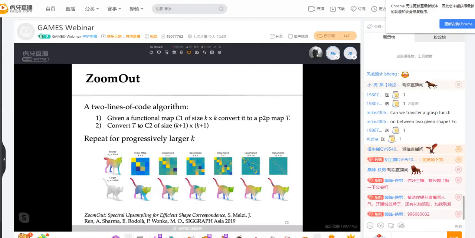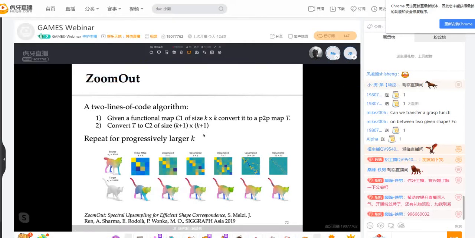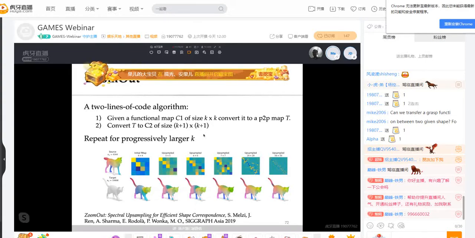And then to convert it to a functional map, we just increase the size of the basis by 1. So instead of using k by k, we use k plus 1 by k plus 1. And then we repeat this procedure for progressively larger k. And so this is it. This is really the whole algorithm.